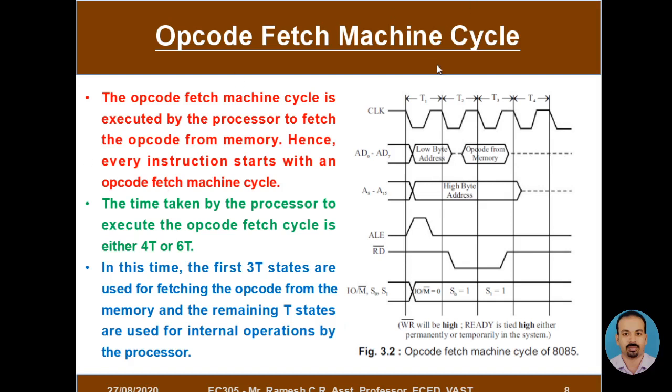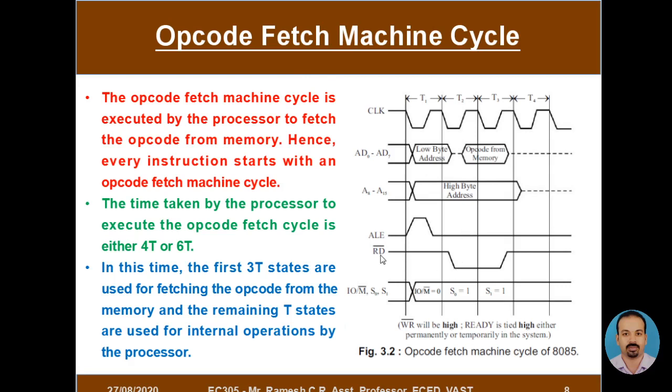Okay, so at the beginning of the second clock cycle, you can see that the address has been stored to the latch, and now your AD0 to AD7 is free to read the opcode from the memory. So it is in the high impedance state. A8 to A15 now also has the high byte address, and address latch enable is low right now, which shows that the AD0 to AD7 bus is now required for transferring the data from the memory or the IO device.